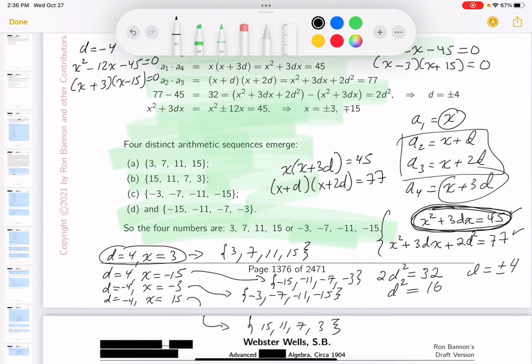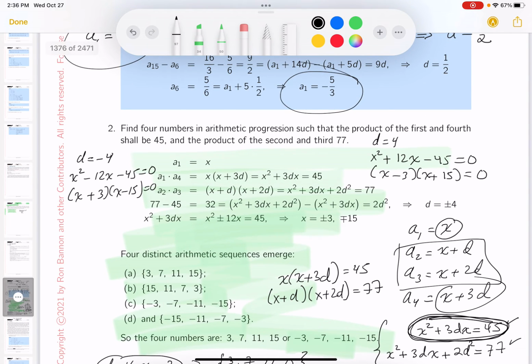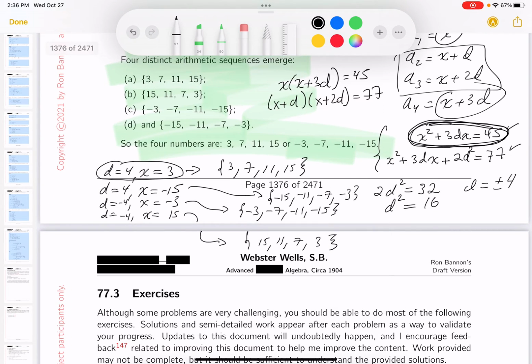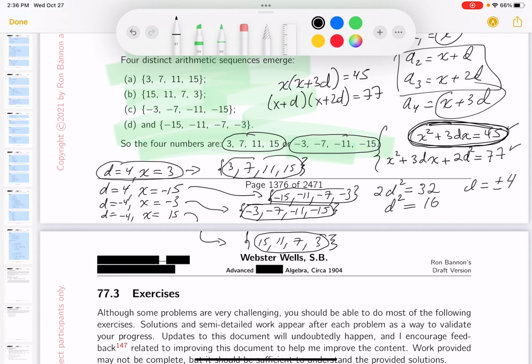So let's go back to the question, see what the question was. The question says, find 4 numbers in an arithmetic progression. So I'm going to say that they want me to find 4. It doesn't matter the order in which I write them down. So I say 3, 7, 11, and 15. That's certainly one choice. The other choice is going to be minus 3, minus 7, minus 11, minus 15. And notice this is the same thing, isn't it? Works out pretty nice. All right, so we found the 4 numbers.